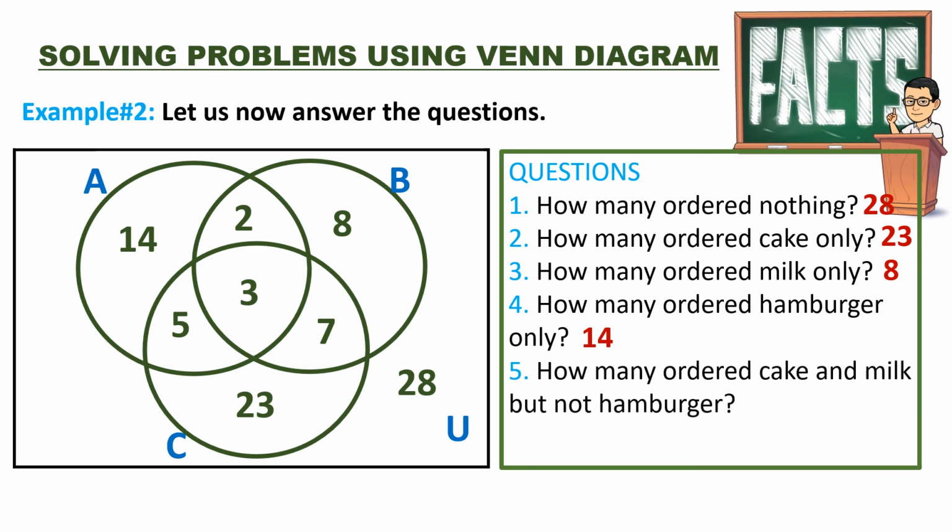And for our last question, how many ordered cake and milk but not hamburger? So this area is for cake and milk. But we notice that this area is for cake and milk and hamburger also. So we are looking for students who ordered cake and milk but not hamburger. So we can say that 7 students ordered cake and milk but not hamburger.